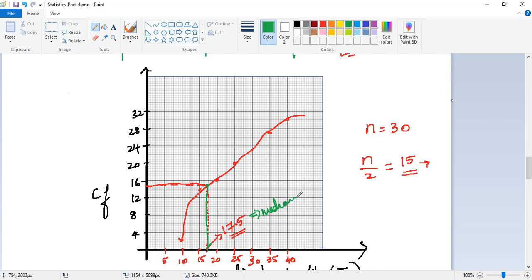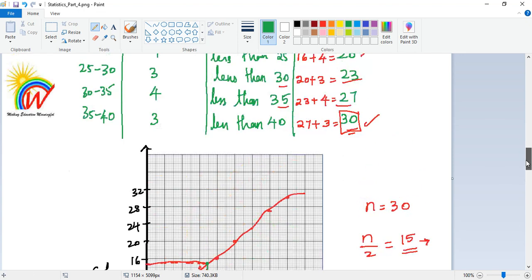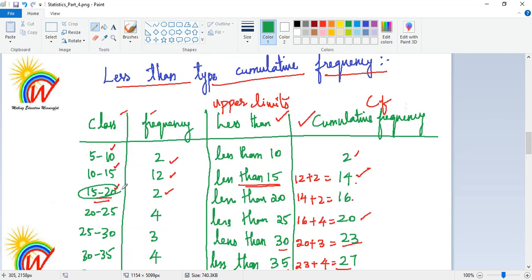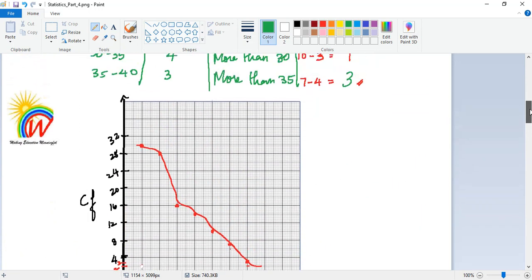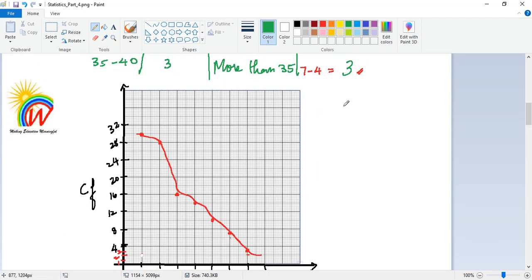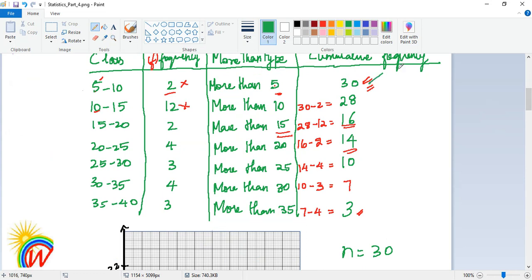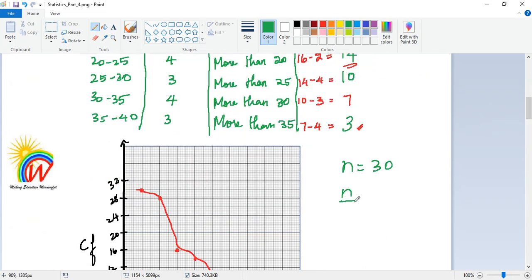So that's coming under 15 to 20. That's what the question also said, within 15 to 20. That's the median class. So that is how you will do it. Now go on to this particular problem. Here also your n is 30, so your n by 2 is going to be 15 again.